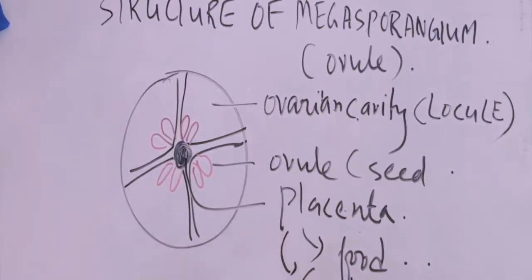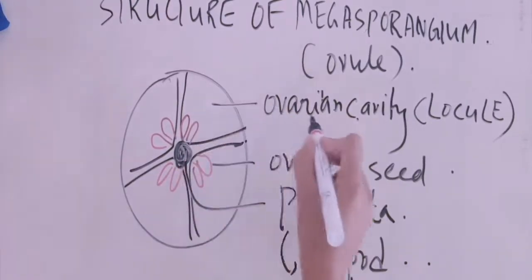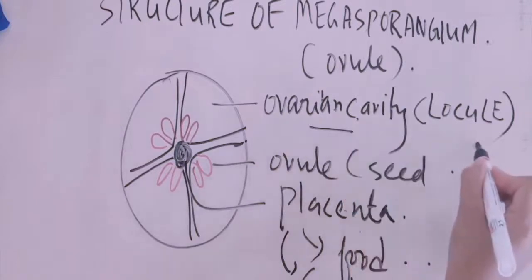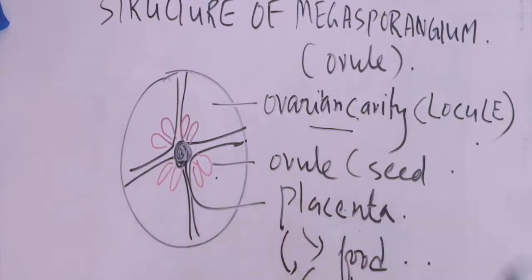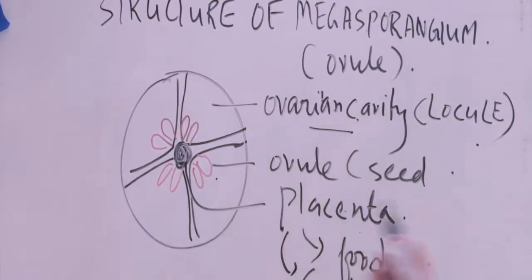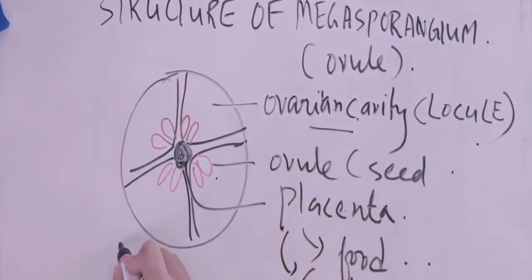Like a structure, placenta is a cushion-like structure which is located inside the ovarian cavity, the locule, where the ovules, which later become seeds, are attached. So this ovule, like a seed, you know. For example, one ovule in an ovary, while, for example, a mango has one ovule.